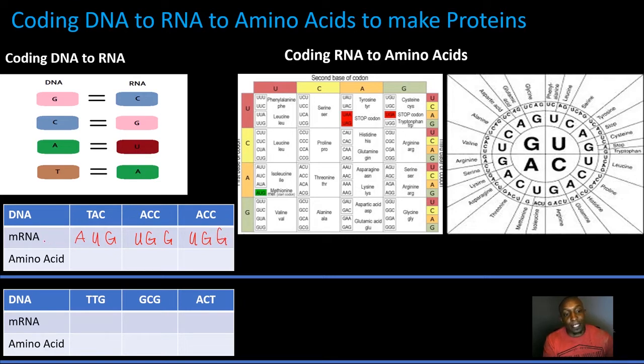And now we're going to translate this mRNA into amino acids using our codon chart or our codon wheel. So we'll start off right here. We have AUG, which is methionine, so that gives us MET. And then we have UGG, which is tryptophan, and that's going to be TRP. Since this one is also UGG, this will be tryptophan as well. Abbreviation is TRP. So that is the normal sequence of coding DNA to making amino acids to making proteins.